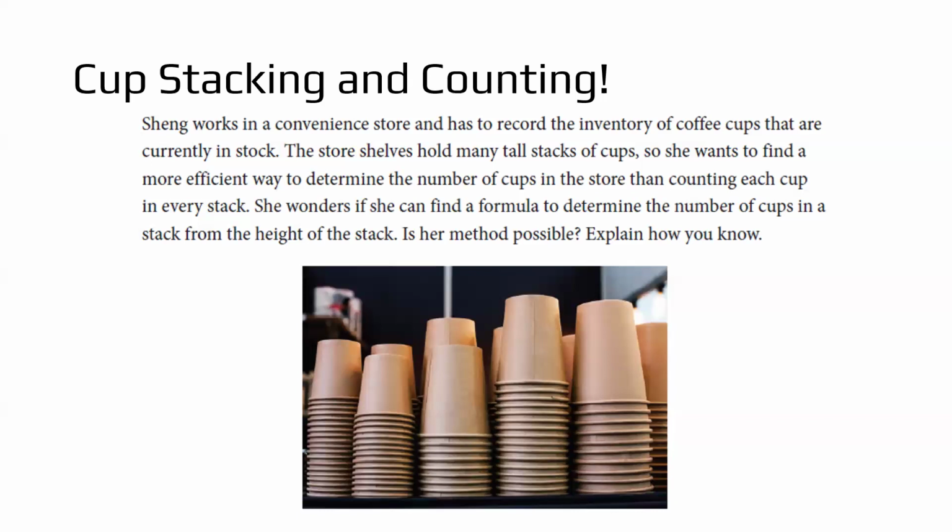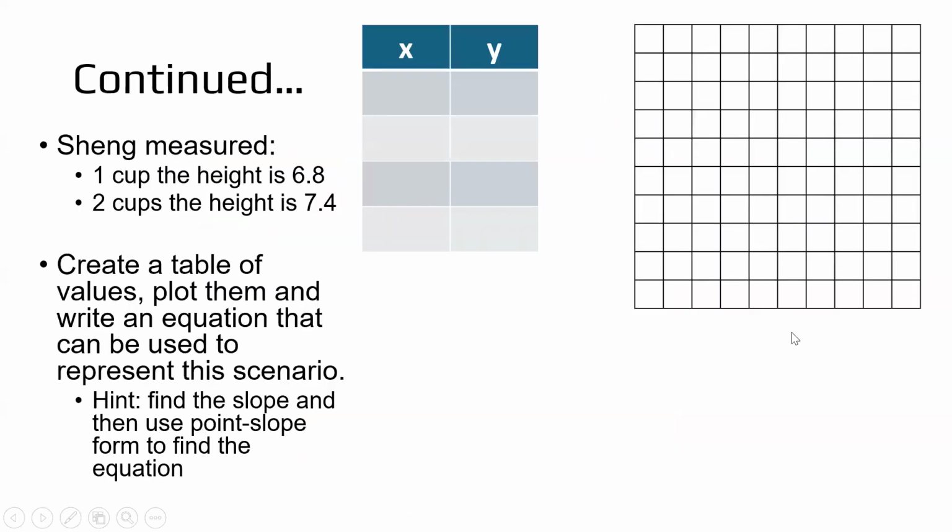But no, second is what we're doing. All right. So we're going to analyze the data that she's given to us. So in our notes, we're going to create a table and create a sketch. So she measured 1 cup and the height is 6.8. Then she measured 2 cups and the height is 7.4. Okay. We're going to create a table of values and plot them and write an equation that can be used to represent the scenario. For your graphing, I'm going to come around with little graph stickies, so you don't have to draw it. I'm going to give you a little sticky note. That's a graph, okay? So that you can add it to your notes and create the graph. Got it?